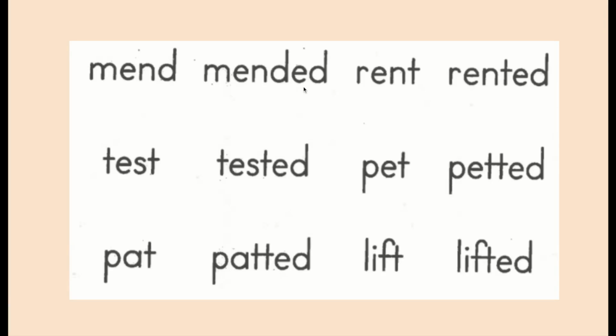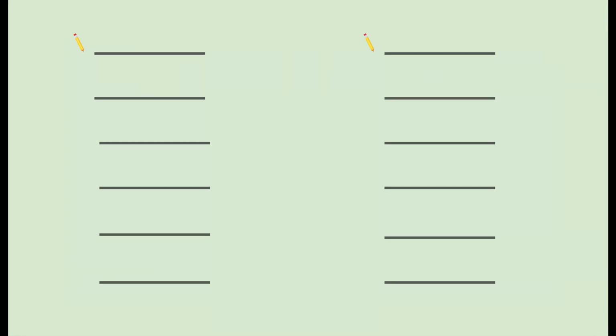Remember, when you add ed to the end of a word, it makes it mean that it's already happened. Now I'll say some word pairs. First, say each word and listen to hear if there is an m or an n sound at the end of the word. Then spell the word pairs. The first word pair, vet, vent.